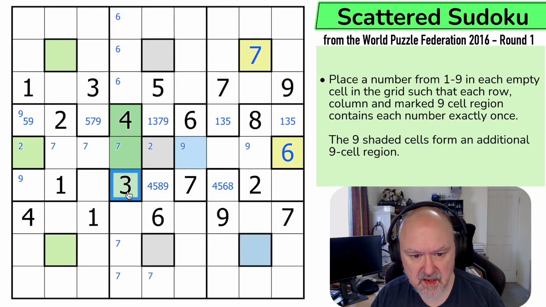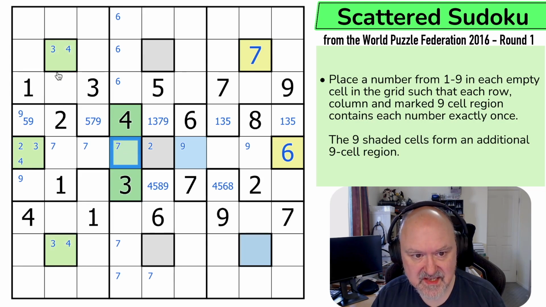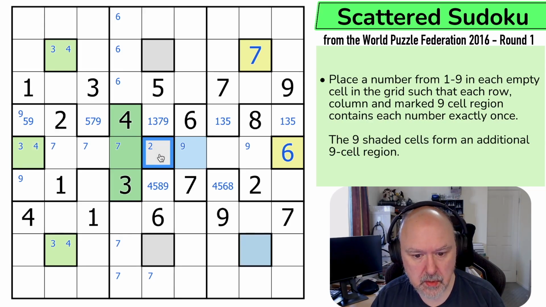But this, I don't know, because I haven't placed the 7. But 3 and 4 are in those, and that digit is in one of those. But this has to be a 3 or a 4. It can't be a 2. So this is the 2, because 2 had to go in one of those for the row. So that's the 2, and this has to be a 3 or a 4.